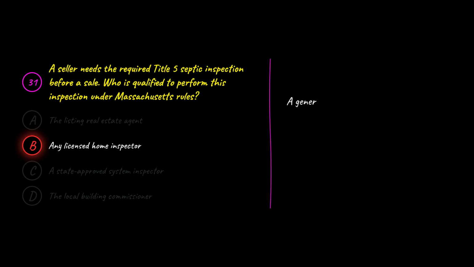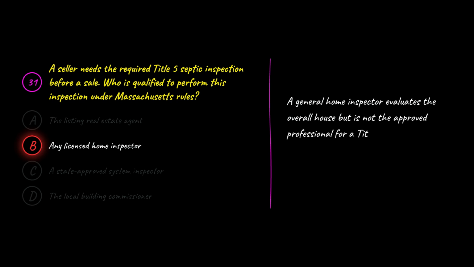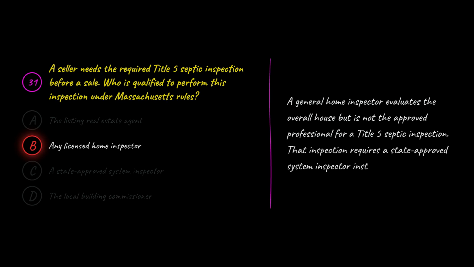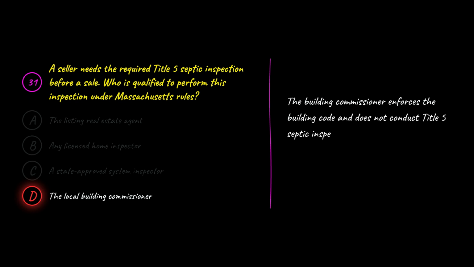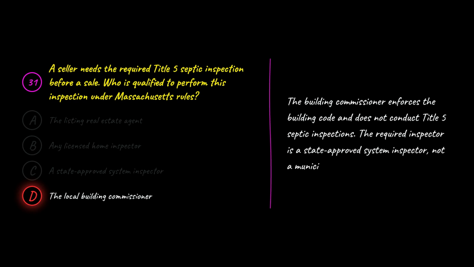B is wrong because a general home inspector evaluates the overall house, but is not the approved professional for a Title V septic inspection. That inspection requires a state-approved system inspector instead. D is wrong because the building commissioner enforces the building code and does not conduct Title V septic inspections. The required inspector is a state-approved system inspector, not a municipal building official.